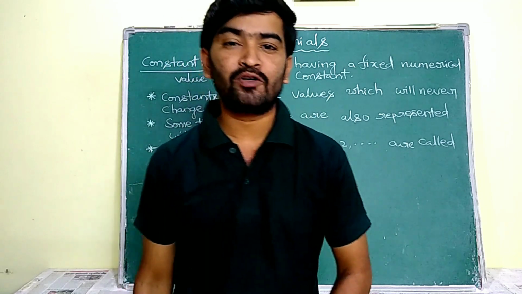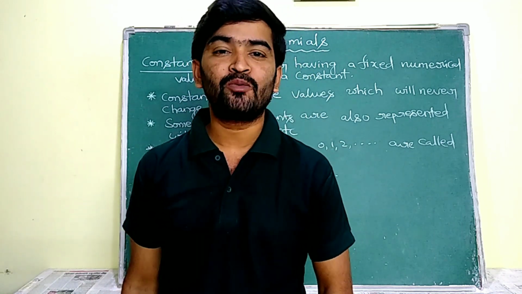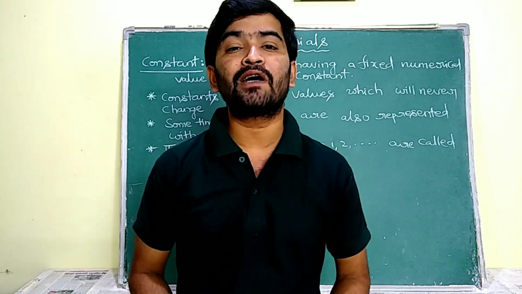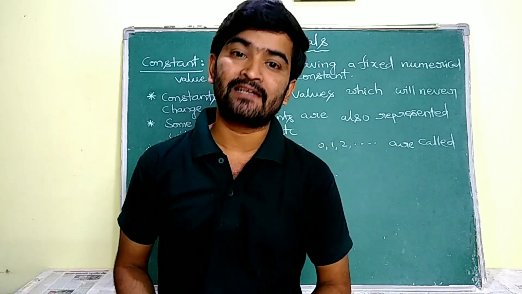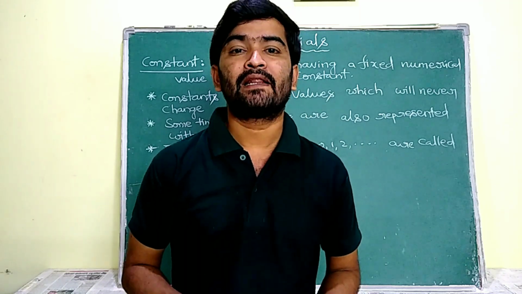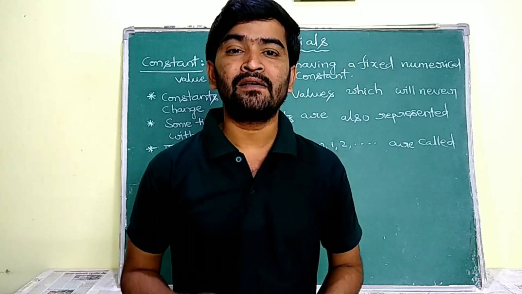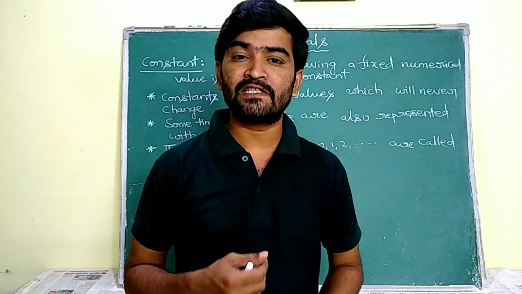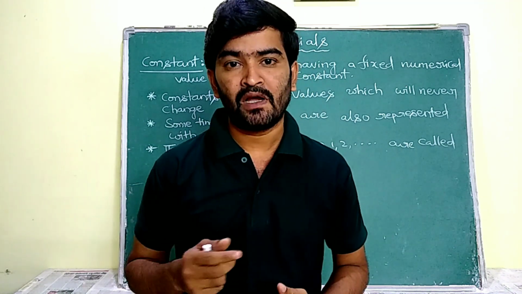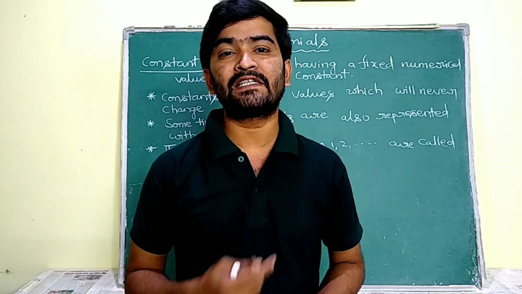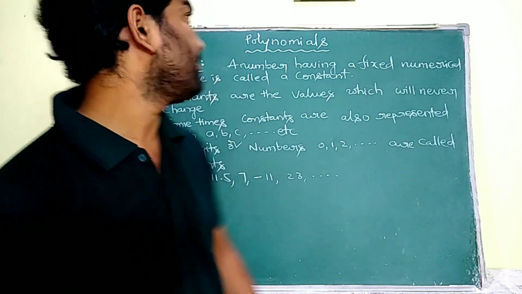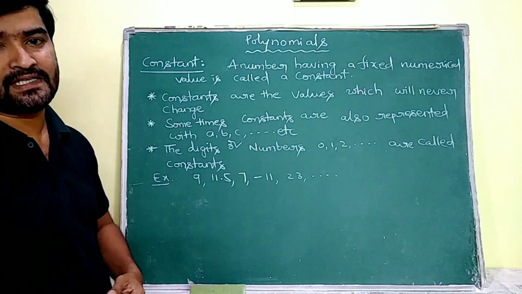Here in this video we are going to discuss the polynomials chapter. Okay, we know that in polynomials we have to learn what a constant is, what a variable is, and what an algebraic expression is. Then we have to learn what a monomial, a binomial, a trinomial, a tetranomial, and so on are. After that we are going to discuss what a polynomial is. So firstly we are going to discuss the constant.